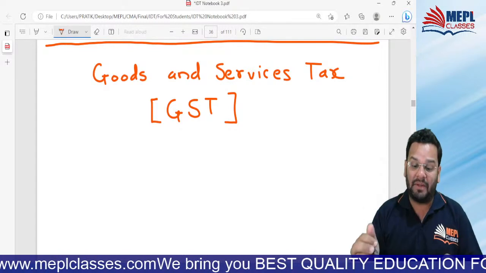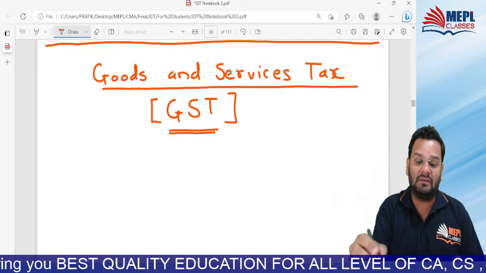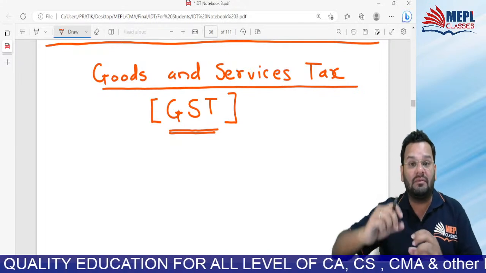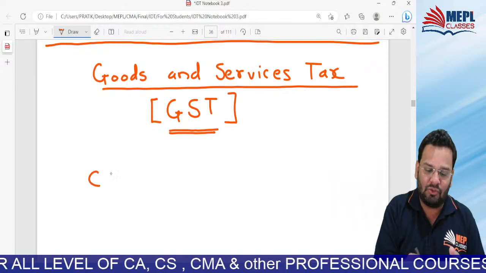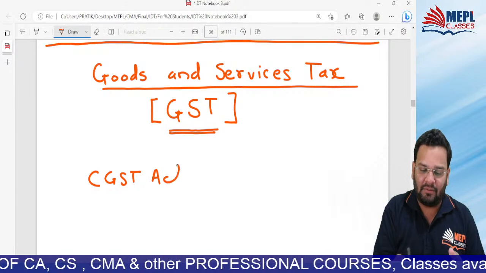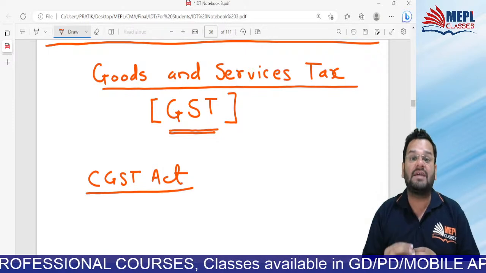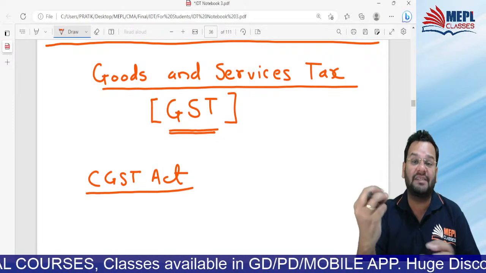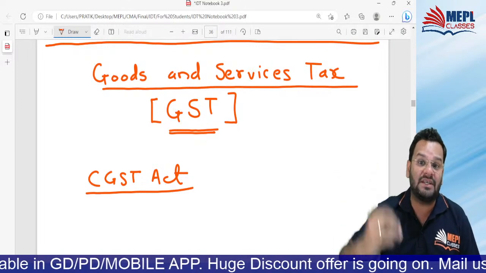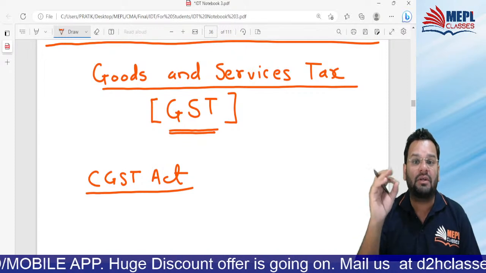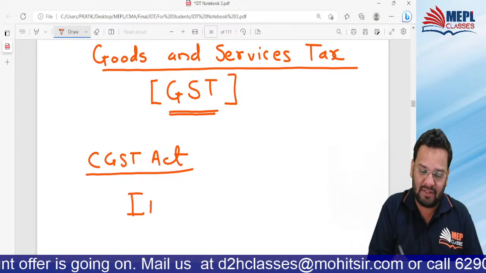Basically in GST, the important body of law, as you know, is the CGST Act. In this CGST Act, the heart and soul of any indirect tax, or for that matter GST, is input tax credit. Yes or no? Heart and soul is input tax credit.